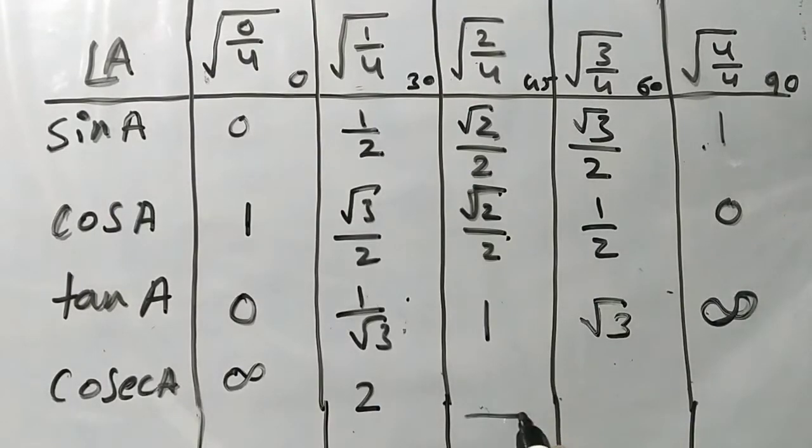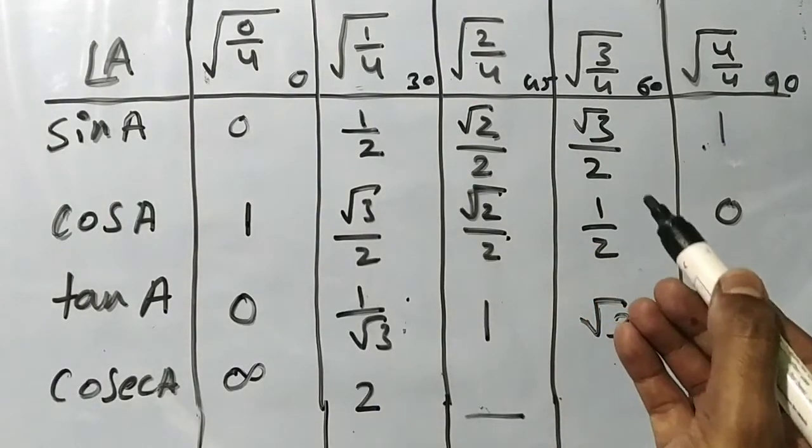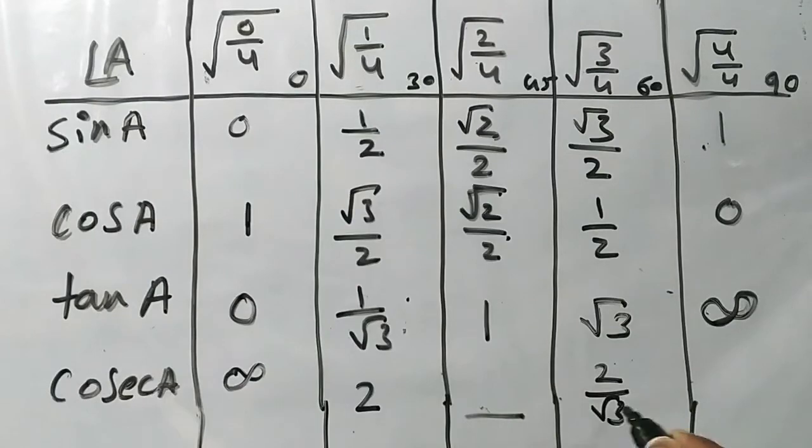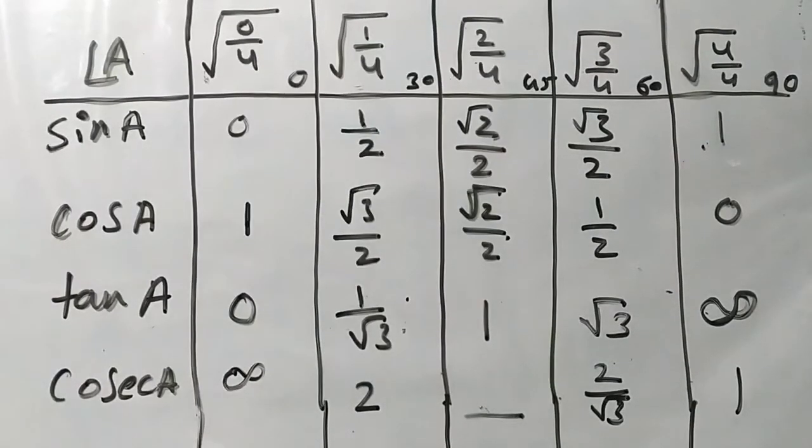Let's leave this for a while. 1 by root 3 by 2 is 2 by root 3. And here 1 by 1 is 1, so cosecant 90 is equal to 1. Here, actually, we have to get the root 2 value.